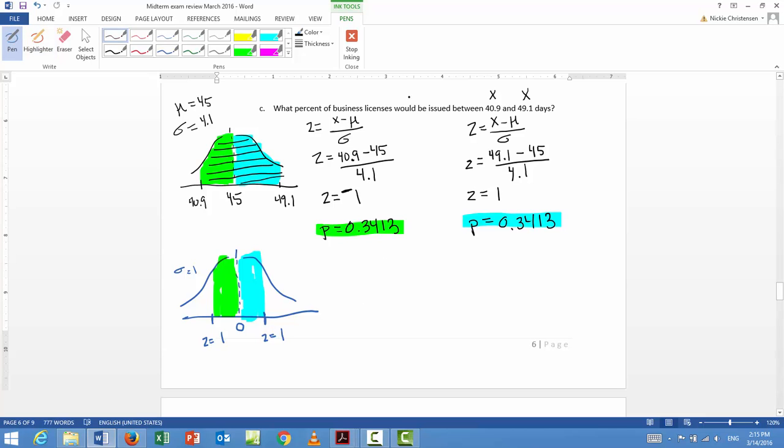So the question wants to know the area between this value and this value. If you understand the characteristics and you followed my explanation, it's very logical that we're going to add the two p-values. You could call it a formula that you follow when you have z-values with mixed signs: a negative z-value and a positive z-value, and it's a between question. What you do is you add the p-values.